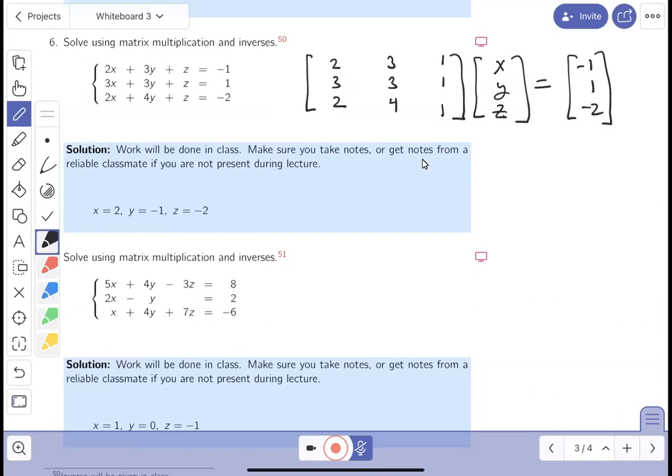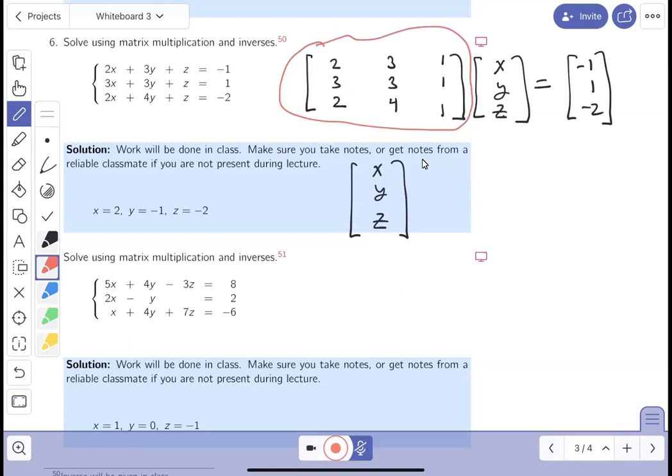Now, what they said to do is, they said use matrix multiplication and inverses. Well, I'm going to write this down now. X, Y, Z. I'm multiplying both sides by the coefficient that would be the inverse, and I'll circle this for you, this guy over here. So I'm multiplying by the inverse of the coefficient matrix, both sides. What would I get? I basically get I3 on the left side, and I3 times XYZ matrix would just be XYZ.